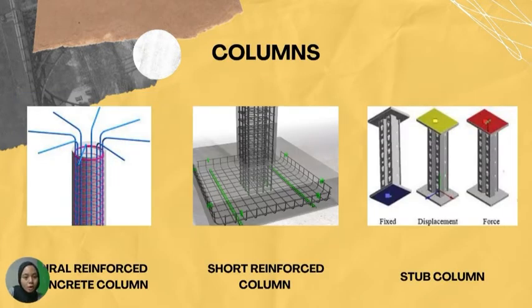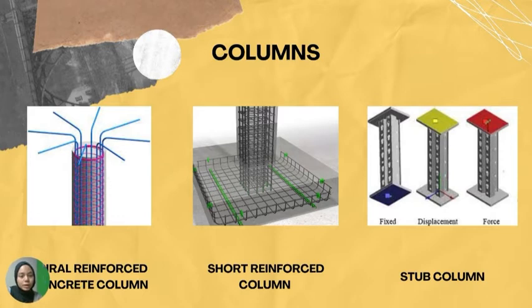Next is about the column. There are several columns that are found. First is spiral reinforced concrete column. Spiral reinforced concrete columns are concrete reinforcement columns with an embedded steel mesh, which is called a rebar, that provides reinforcement to the column structure. The spiral of the column provides transverse support across the width of the structure.